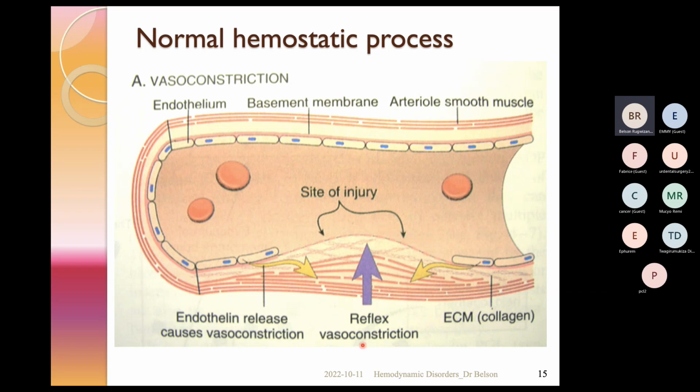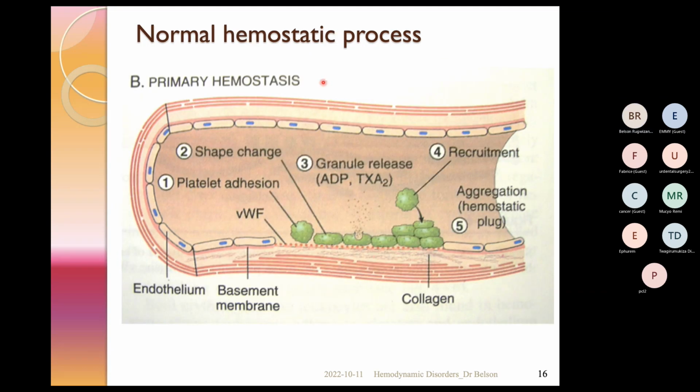So here there is a reflex vasoconstriction which takes just a few seconds. Then after that there is the primary hemostasis. Nuko nko nabivuze hahita haza platelets ziza gufunga aha hantu kugira ngo amaraso adakomeza kuva guhitanga cyangwa guhura na extracellular na extravascular structures. So here we have platelet which will adhere here. So when the platelets aggregate, it is just a blood clot. This is how it forms.